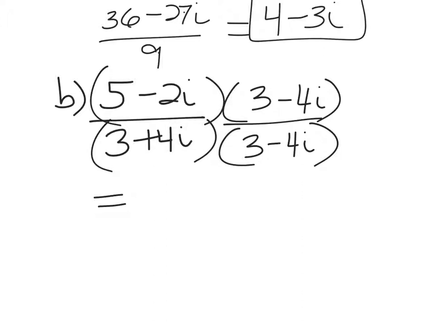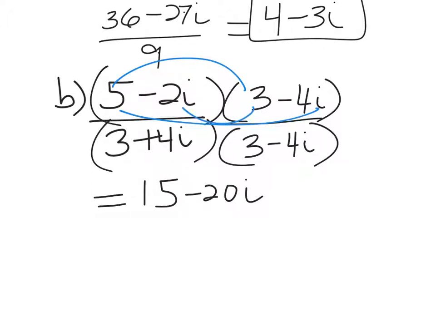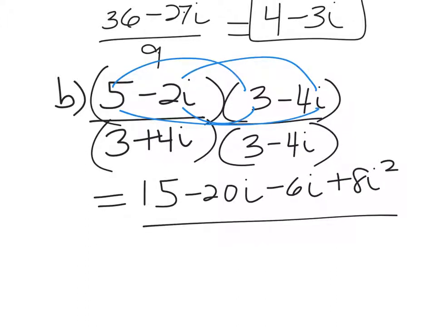So you want to try to FOIL? No? Okay. All right, 5 times 3 is 15. Outside gives me negative 20i. Inside gives me negative 6i. And then finally I get positive 8i squared. Okay, I'm going to fix that in a minute. Just leave it. This is what I mean by showing work.